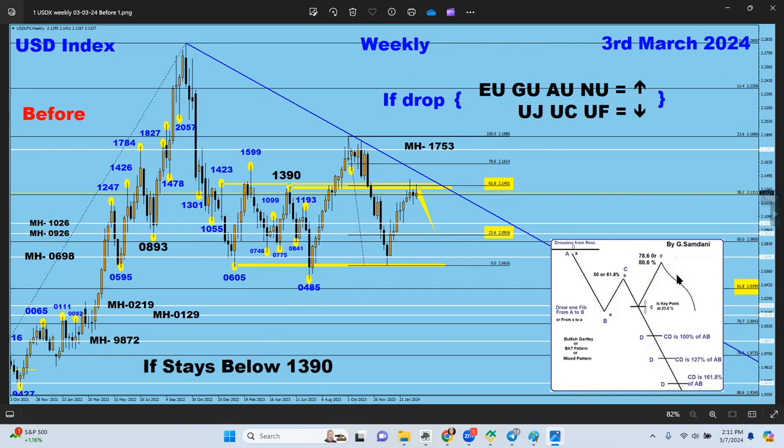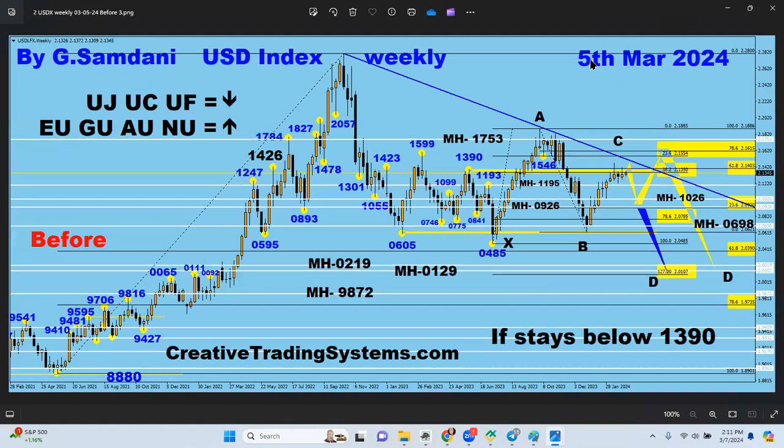Then I made this version of the chart. On the 5th, it was still there below 1390, so I said, okay, this is looking good. It's going to drop to this area and then either continue going down to the 127 extension, or it will go up to 78%, make the harmonic pattern, and then drop. So this thing started to drop.